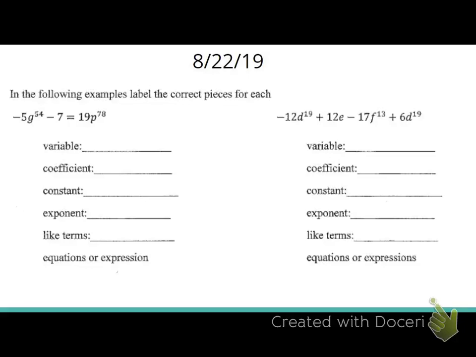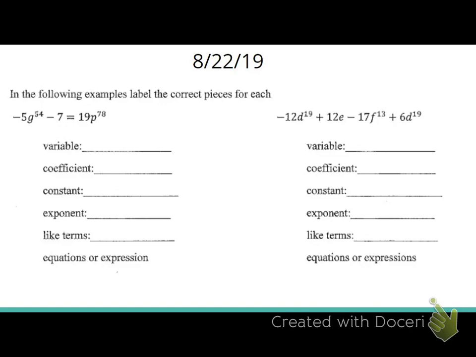Okay, so today's opener is just a review of the last 2 days of classroom time where we took notes on identifying and defining equations and expressions. So the first mathematical statement I have is negative 5g to the 54th power minus 7 equals 19p to the 78th power. The first thing that you need to identify, are there any variables in this statement? And if so, what are they?